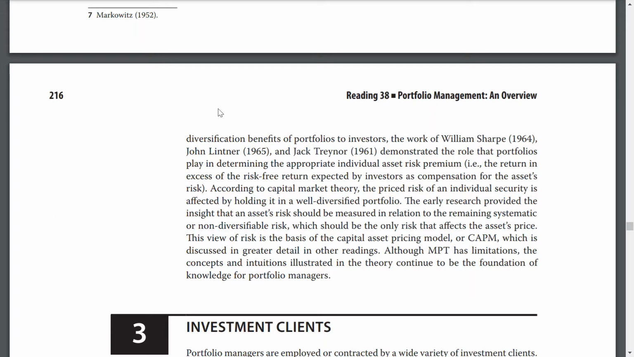This view of risk is the basis for the capital asset pricing model, or CAPM, which is discussed in greater detail in other readings, although MPT has limitations. The concepts and intuitions illustrated in the theory continue to be the foundation of knowledge for portfolio management.